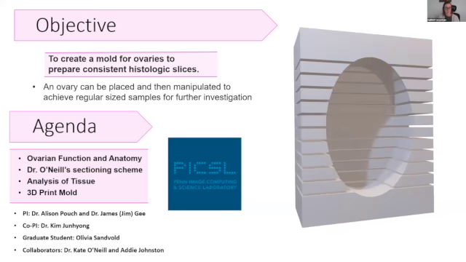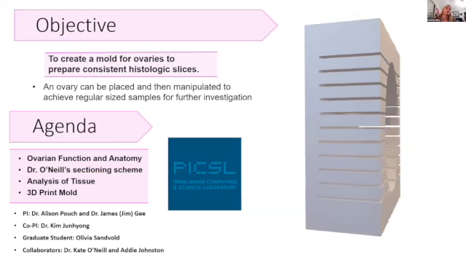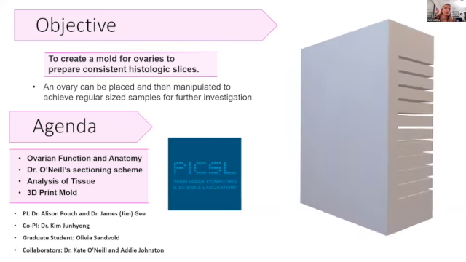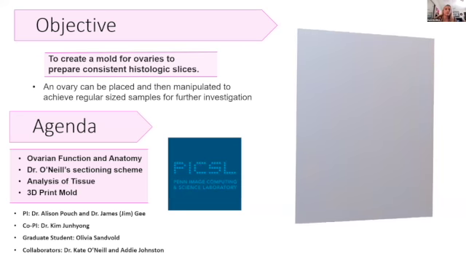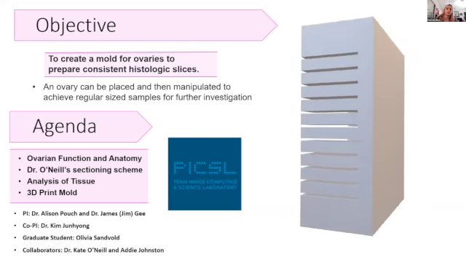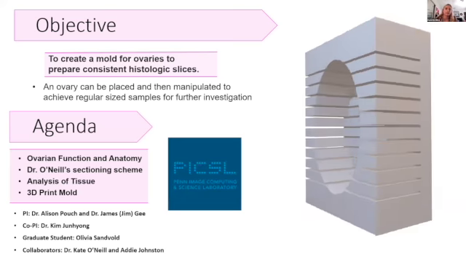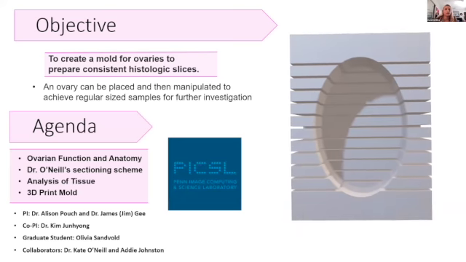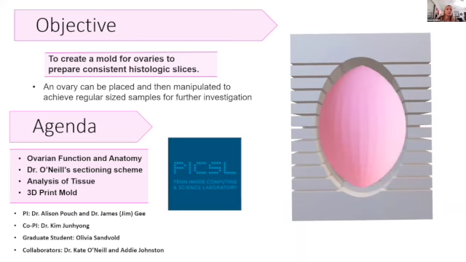The objective was to create a mold for ovaries to prepare consistent histological slices. The idea is that an ovary can be placed and manipulated to achieve regular size samples for further investigation. I'll be going over ovarian function and anatomy, Dr. O'Neill's sectioning scheme, the analysis of the tissue, and the 3D print mold itself.